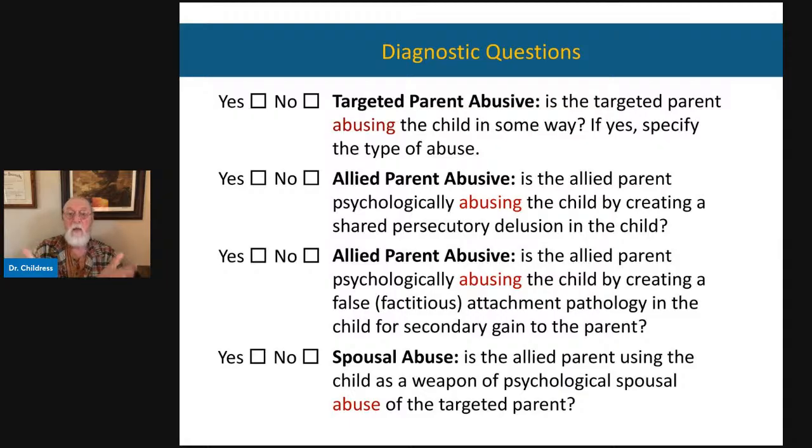Yes or no? Third question, is the allied parent psychologically abusing the child by creating a false or factitious attachment pathology in the child for secondary gain to that parent? Yes or no? Finally, is the allied parent using the child as a weapon of psychological spousal abuse of the targeted parent? So those are the questions that we need yes/no answers from that clinical diagnostic assessment so the court can make an informed decision and we can put whatever the problem is on a treatment plan to fix it.